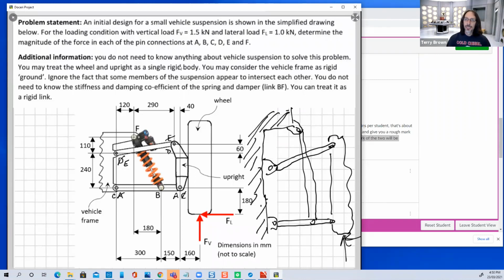Treat the wheel and upright as a single rigid body. That's because I anticipated that, so I put in this information here so that hopefully you would realise that you could just treat all of this as one rigid body. Maybe if I didn't have this vertical line here, that might have helped. Anyway, what's done is done.